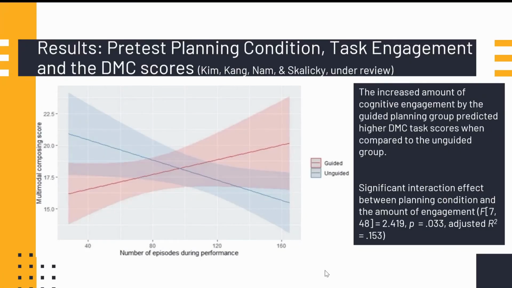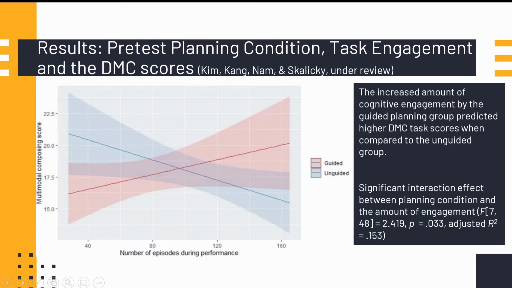Okay, now let's take a look at the relationship between pre-task planning condition, task engagement, and DMC scores. As I mentioned earlier, we were interested in figuring out why there's no significant correlation between the amount of cognitive and behavioral engagement and the task output. So by including this planning condition, we found a significant interaction effect between planning condition and the amount of engagement. More specifically, the increased amount of cognitive engagement by the guided planning group predicted higher DMC task scores when compared to the unguided group. What does this mean?